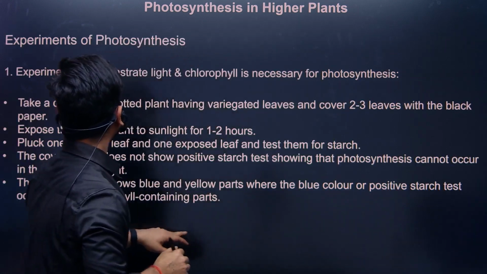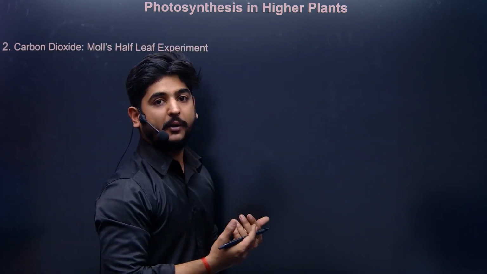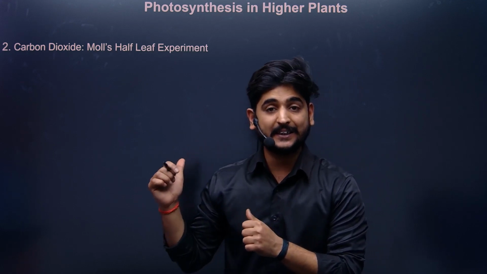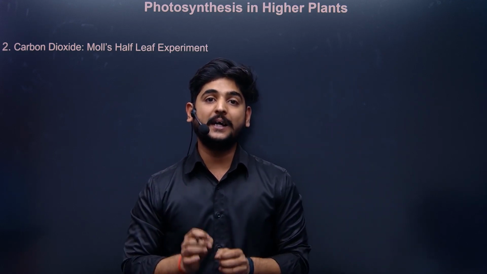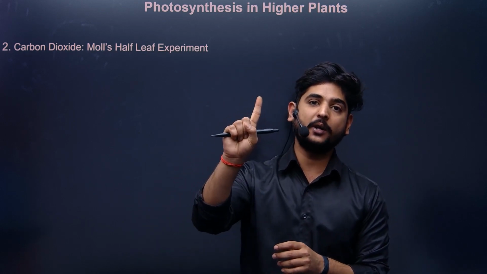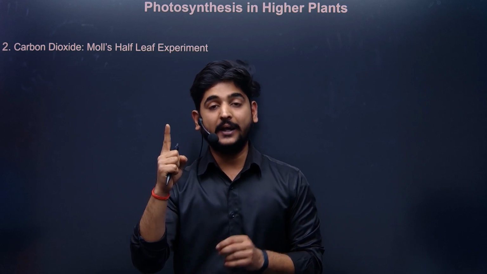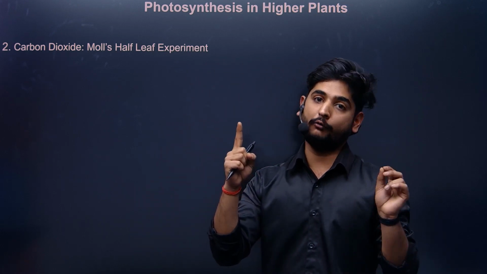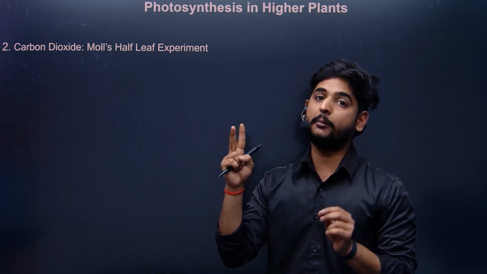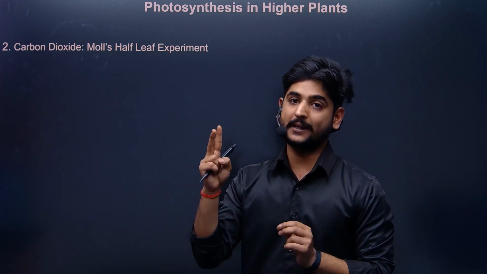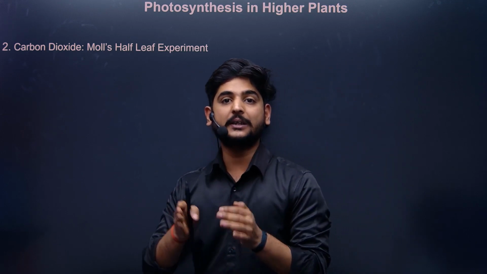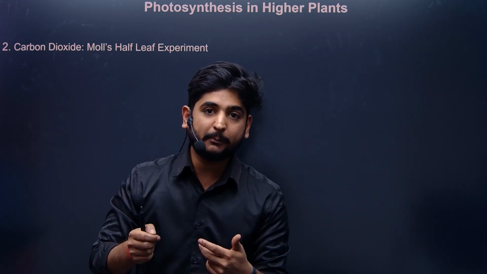Now moving ahead. The next experiment is to determine whether or not carbon dioxide is required. This next experiment is simply known as Moll's half-leaf experiment. I will tell you a trick to remember these experiments. The first experiment was to determine whether chlorophyll was required. That experiment is known as the alcohol wash experiment or variegated leaf experiment. The second experiment was to determine light, and that was the black paper experiment. And the third is to determine carbon dioxide, which is known as Moll's half-leaf experiment. It is a very simple experiment.